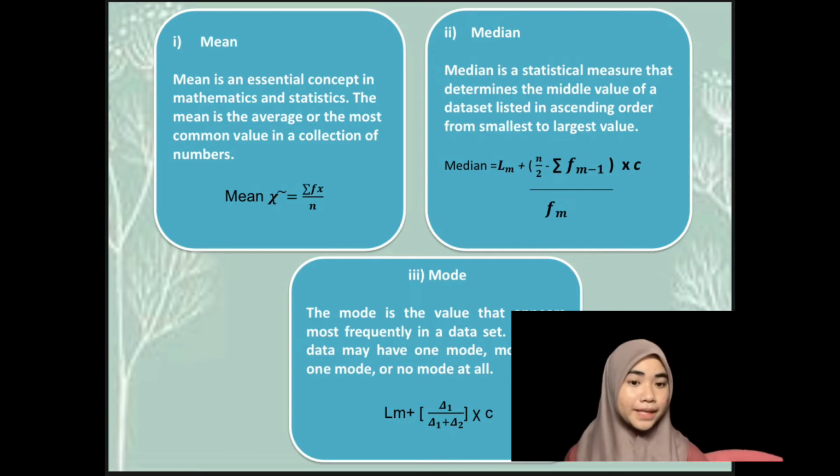The meaning of mean is the average or the most common value in a collection of numbers. 2. Median. Median is a statistical measure that determines the middle value of a data set listed in ascending order from smallest to largest value. And then 3. Mode. The mode is the value that appears most frequently in the data set. A set of data may have one mode, more than one mode, or no mode at all.